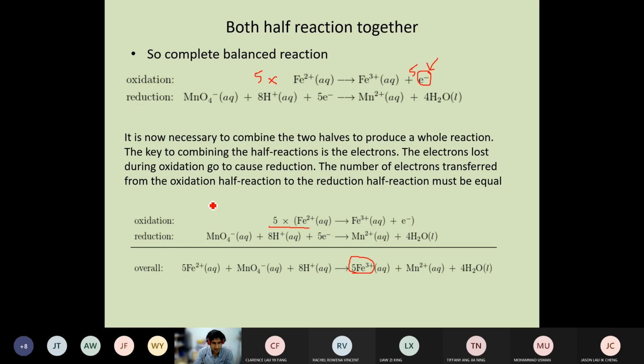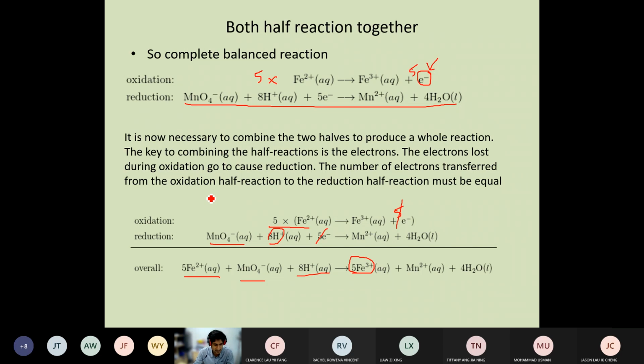So we multiply all these by 5, and this one I keep as it is. I don't need to change it, because if I just multiply by 5, I get 5 electrons, and that is all. I will get the reaction done. After that, just add on: 5 iron, manganate ion, hydrogen ion, 8 here, and 5 electrons on both sides. The 5 electrons will be cancelled out from both sides, and this is the full overall reaction.